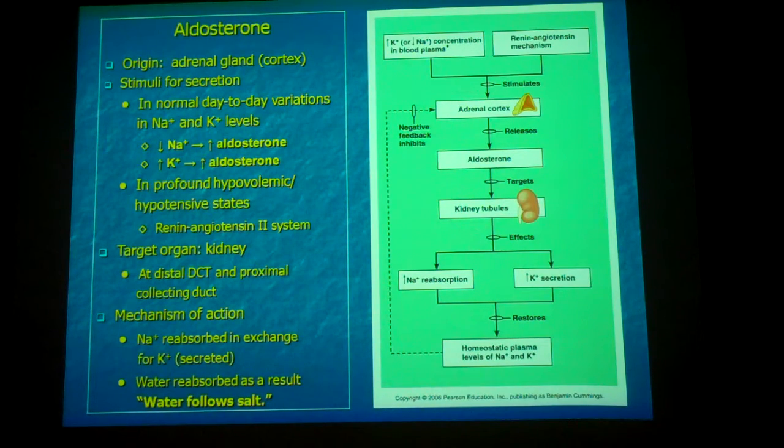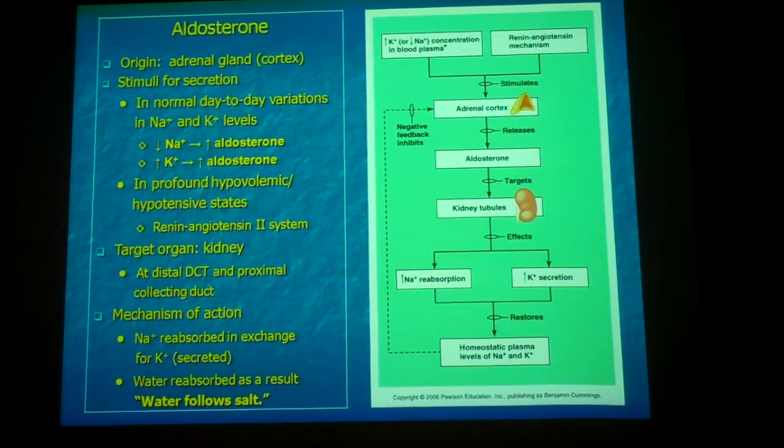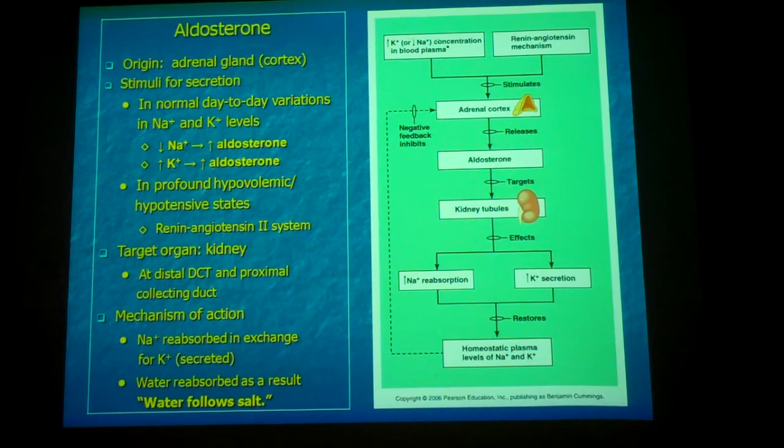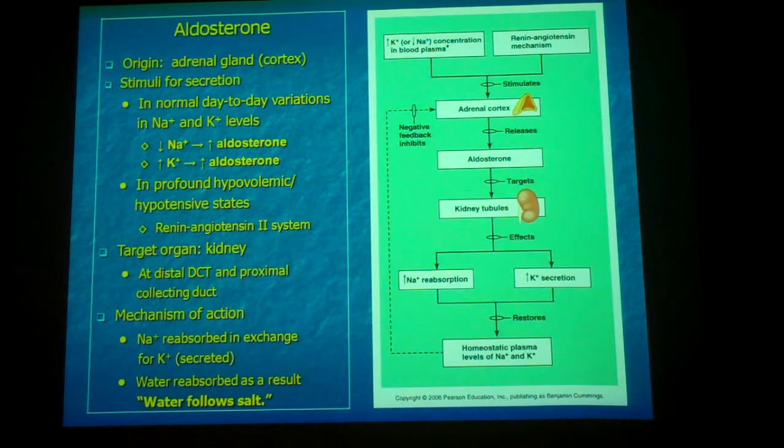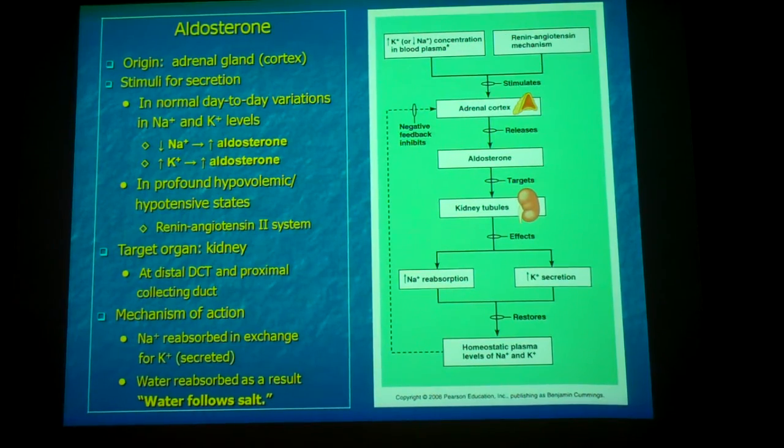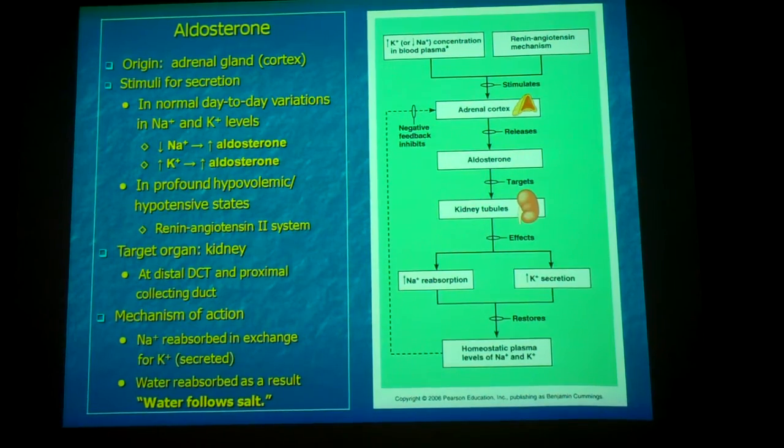All right. Now, where does this hormone come from? The adrenal gland. In the cortex of the adrenal gland. We'll talk a little bit more about this later. But what triggers the release of aldosterone from the adrenal cortex? If we have an elevated potassium level or a low sodium level, either one of those will trigger aldosterone release from the adrenal cortex. All right.